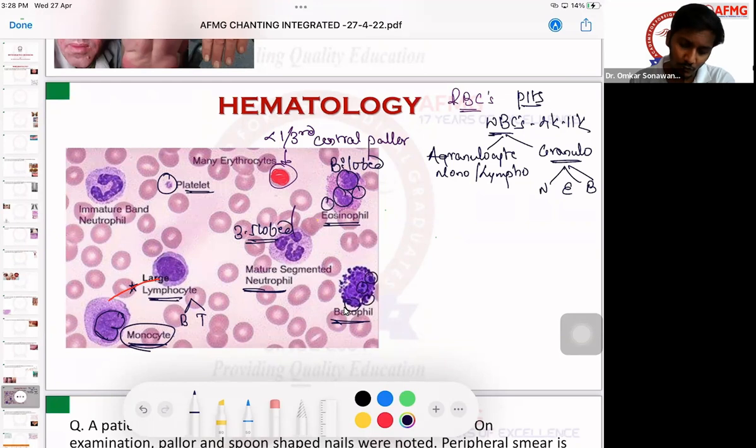Yes, half-life of neutrophils, guys. Please remember, the half-life of RBCs, all of us are quite aware, is 120 days. The normal lifespan of RBCs is usually 120 days. The lifespan of platelets is around 7 to 10 days.